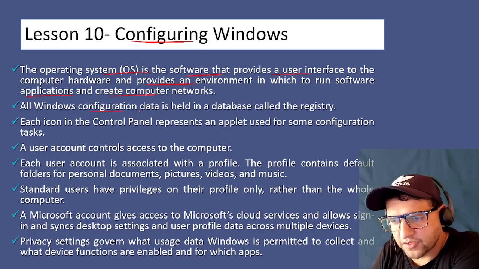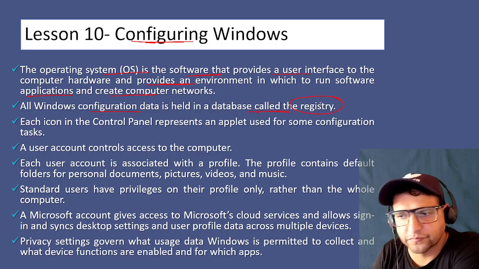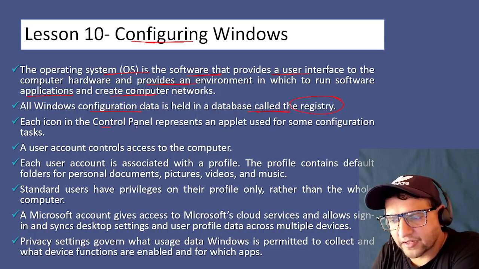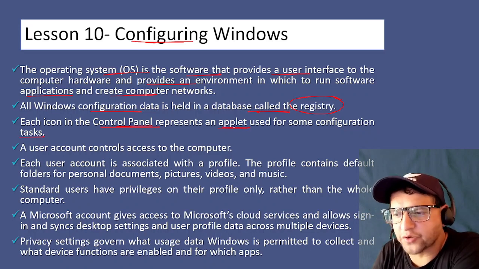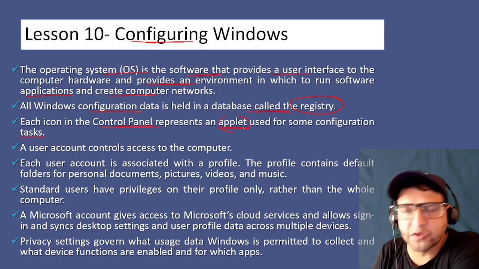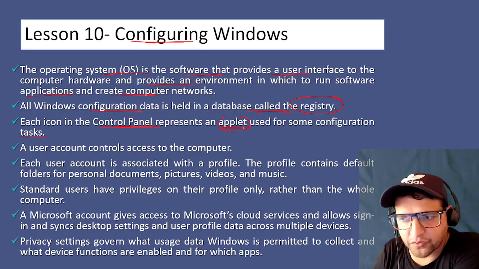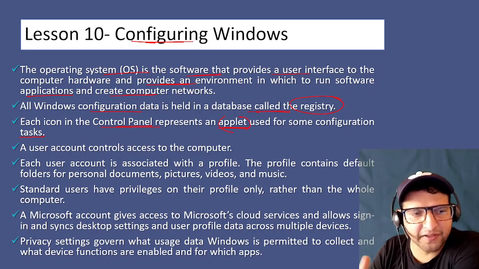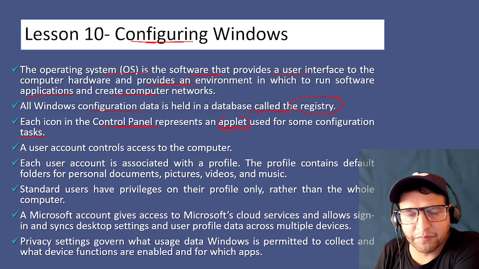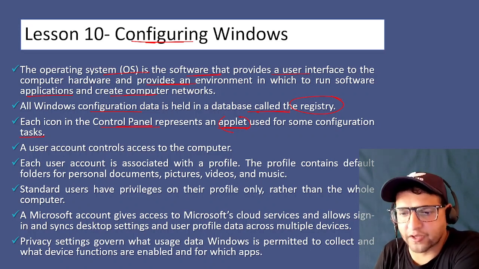All Windows configuration data is held in a database called the registry. Each icon in the Control Panel represents an applet used for some configuration tasks. We need to understand why we have a registry in our computer. What is an applet? Because if there's some other technician, your colleague, he might say, hey, can you please open that applet? So we need to understand what they are talking about.